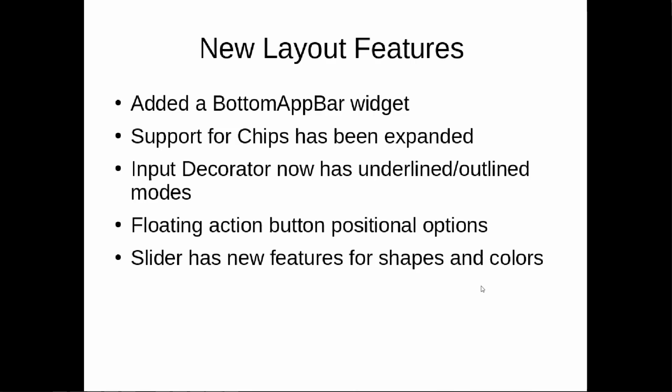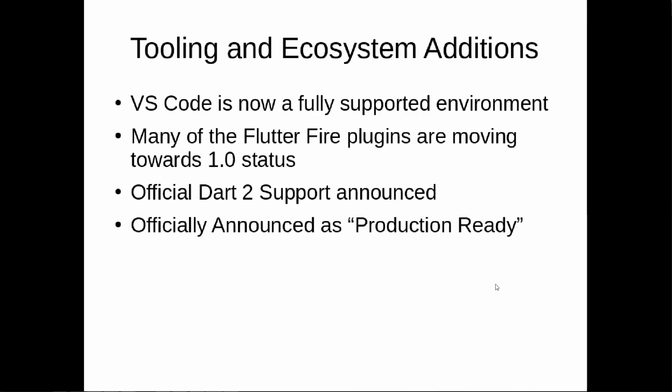The floating action button itself, as I sort of hinted to before, now has a bunch of positional options. So these are pretty cool, and they also open up this idea of creating a floating action button that animates from one of these positions to another one. And we'll take a look at that as well. The slider widget, which I'm not sure if we've looked at thus far, also has a few new features for shapes and color support.